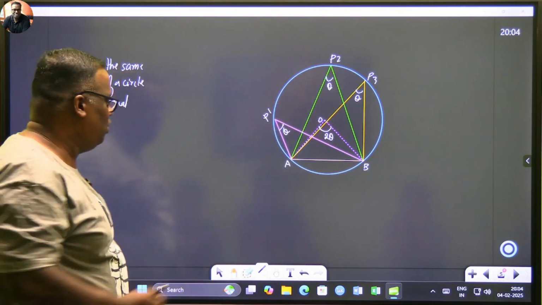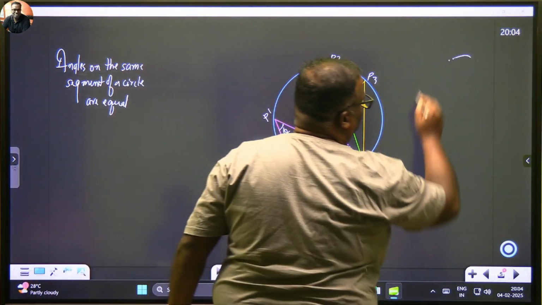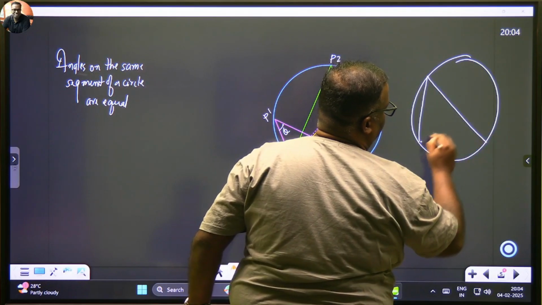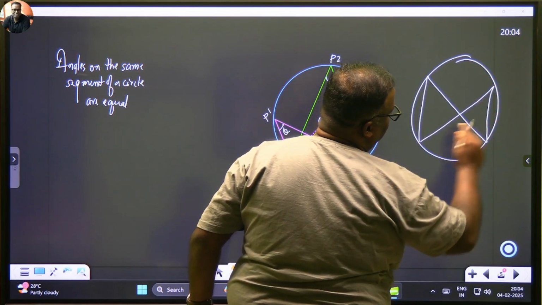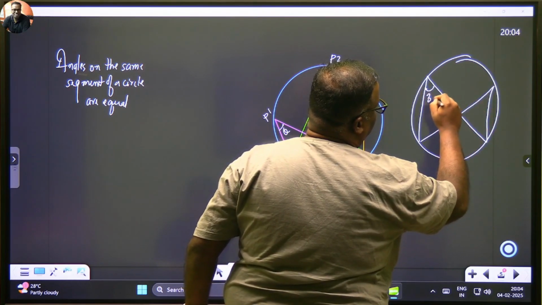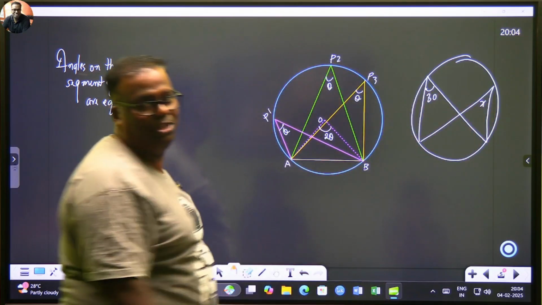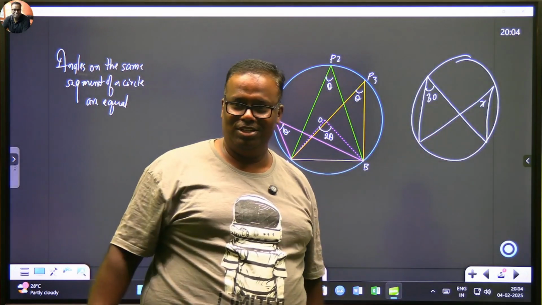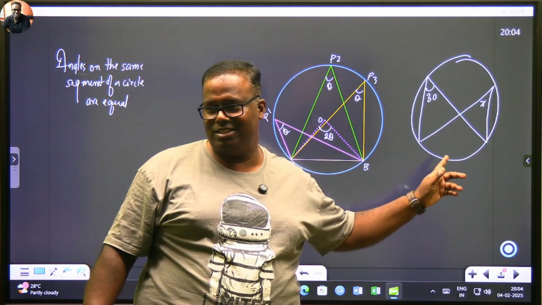So when you solve problems, children, you won't get the problem like this. You will get a problem like this. अभी ट्राउजर जैसा दिख रहा है ना, पैंट जैसा, वो बोलेगा this is 30 degree और इसको x बोलेगा. X should also be 30 degree because they are angles on the same segment. Have you understood? You will get it like this.